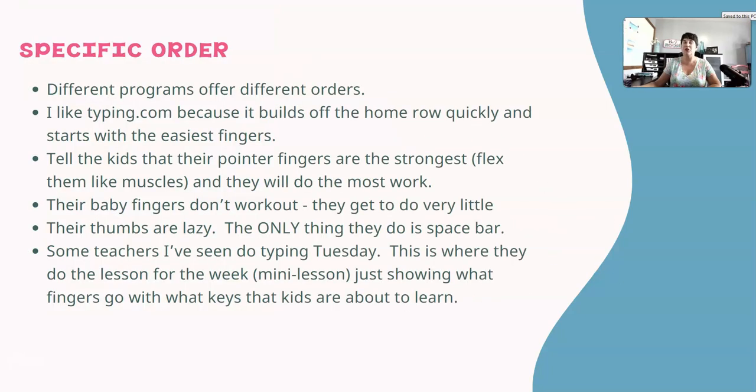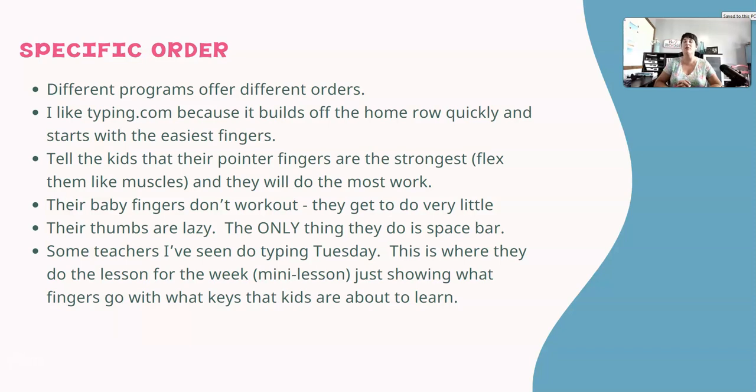There is a specific order. Now, I know some teachers get bent out of shape that typing.com does not just do the home row. But I understand why they don't. They go by the strongest finger to weakest finger. Your strongest fingers are your index fingers, so they go by these fingers first. So I tell the kids all the keys that these fingers are responsible for. And then typing.com builds off that home row quickly and starts with those fingers.